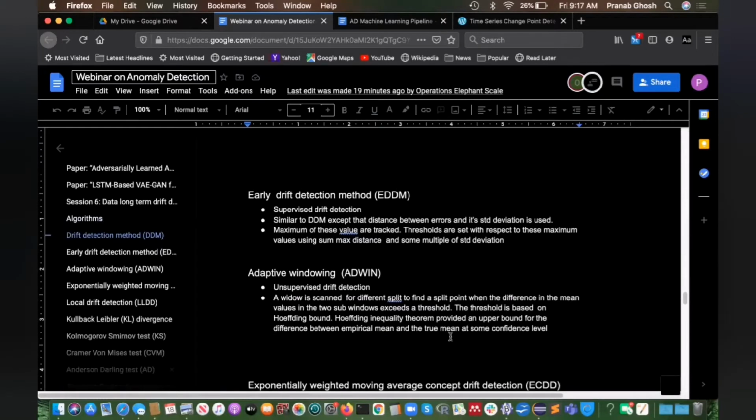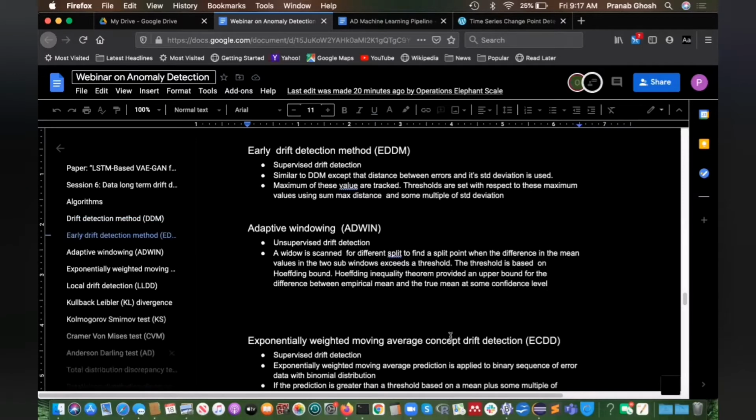Early drift detection is similar, except that it looks at the gap between the errors and the standard deviation, and then detects drift based on that. So your machine learning model is making predictions, right? Once you have the label data, you can turn those predictions into a sequence of ones and zeros. So 1 means the prediction is correct, 0 means the prediction is incorrect. That's why you're able to treat that as data with a binomial distribution.